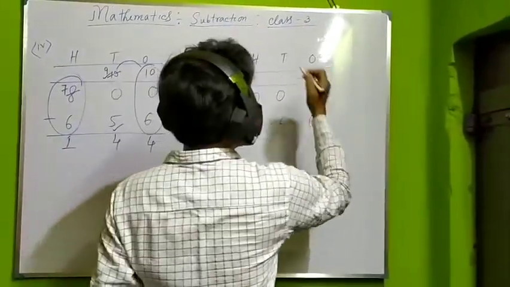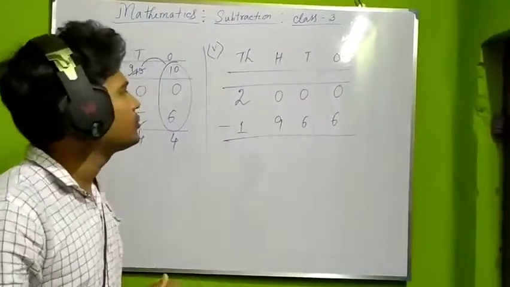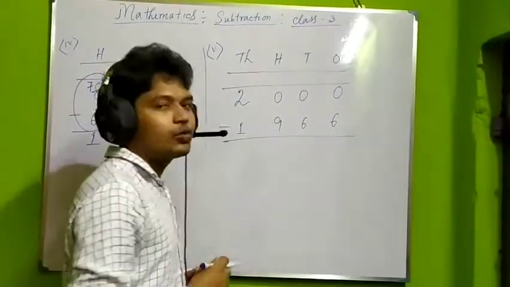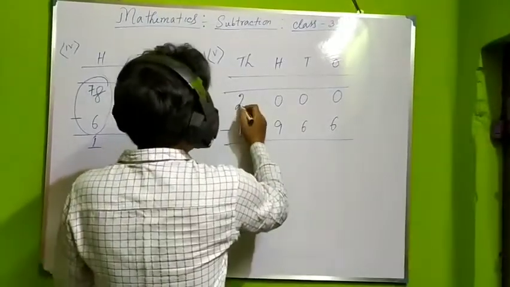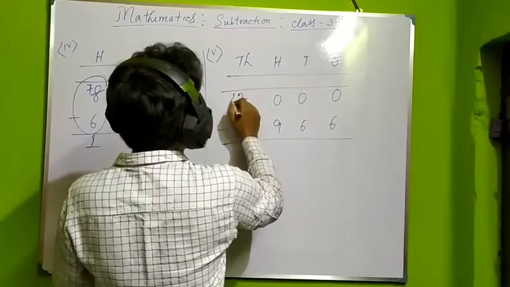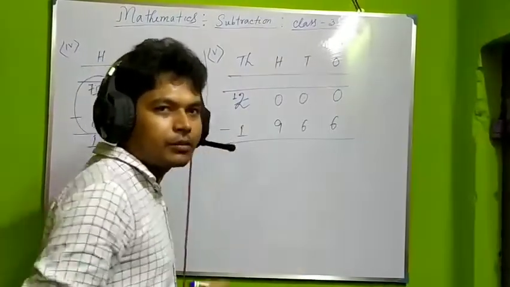At the 1's place, here it is 0. At the 10's place, here it is 0. At 100's place also, that is 0. Now how to subtract? So at first we have to borrow 1 from 1000's place. Now giving 1, this 2 converts to 1. You have to write down here 1. That is the procedure. You have to apply step by step.